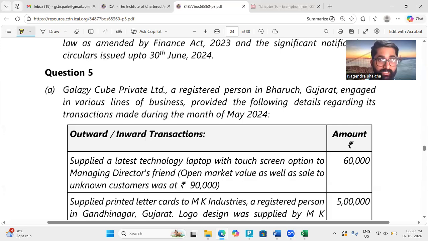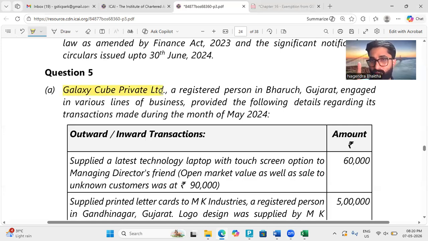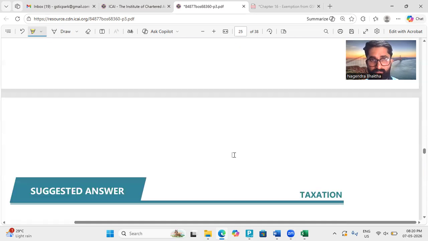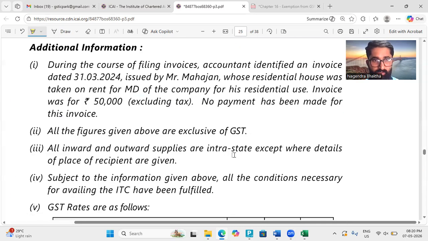So here, Galaxy Cube Private Limited. First of all, Private Limited is important for RCM. If there is any question from RCM, Private Limited is the important one. Registered in Gujarat. Remember that the person is registered in Gujarat. Engaged in various lines of business, providing the following details regarding its transactions during the month of May 2024, ITC related.